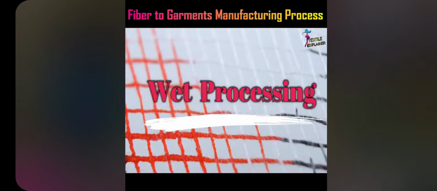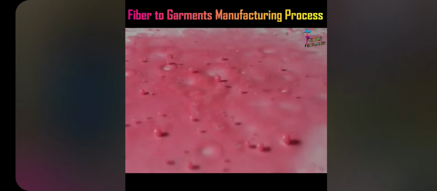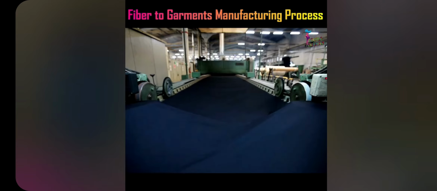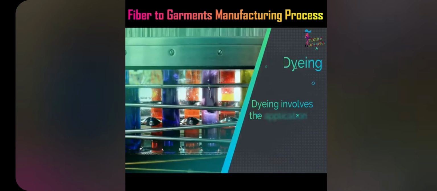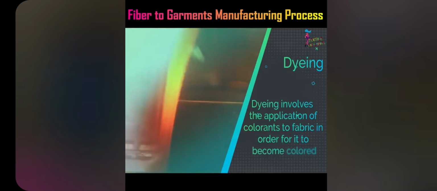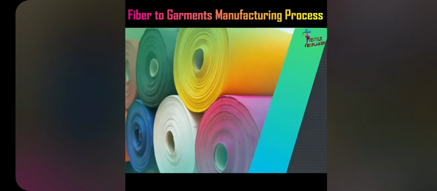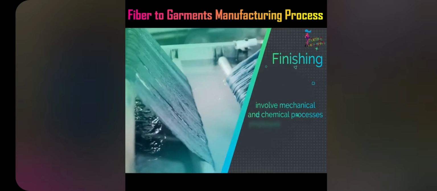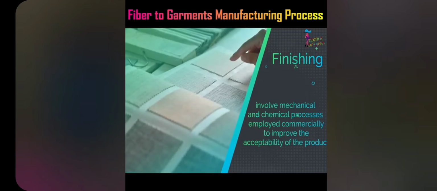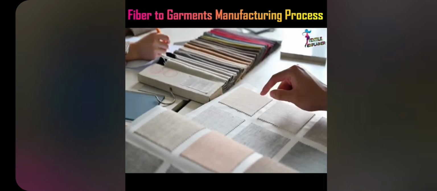Wet processing. Fabric wet processing is a process used for dyeing and finishing the fabrics. Dyeing involves the application of colorants to fabric in order for it to become colored. Finishing may involve mechanical and chemical processes employed commercially to improve the acceptability of the product.